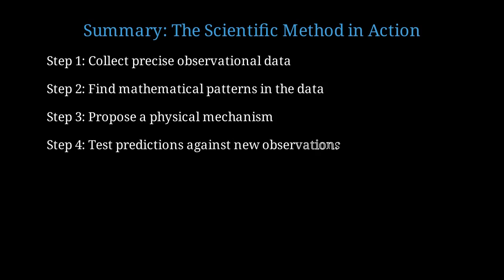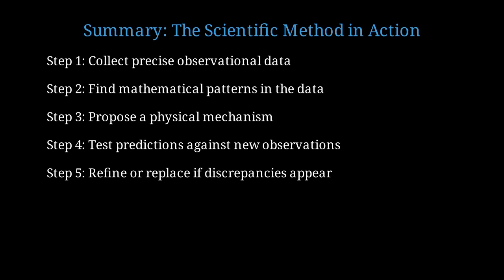Fourth, make predictions and test them against new observations. Newton tested his law with the moon, comets, and tides. Fifth, be willing to refine or replace the law if new observations don't match. This is what happened when Einstein improved on Newton. Let me leave you with the key takeaways from this lecture.